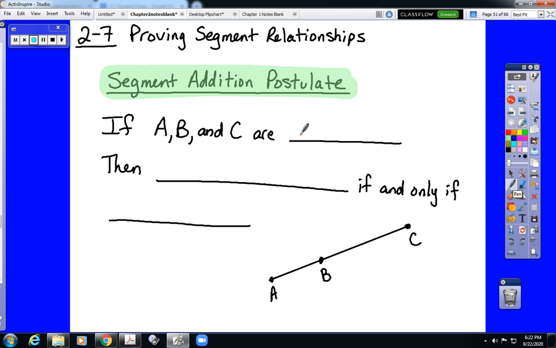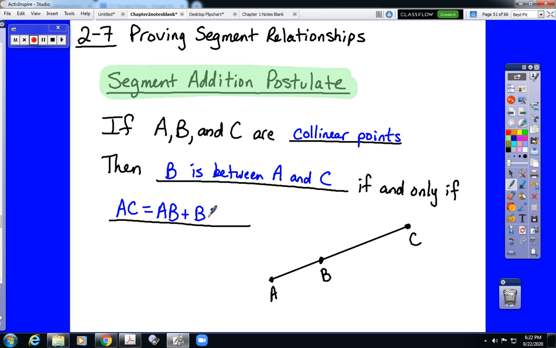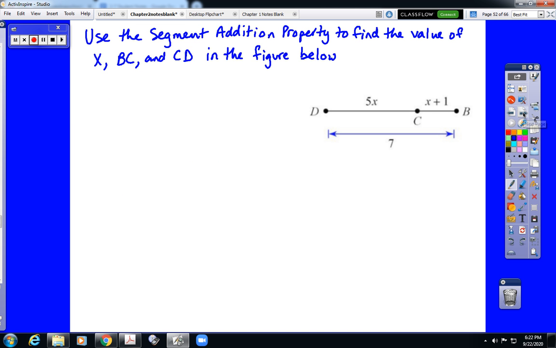If A, B, and C are collinear points, which means that all 3 points are on the same line, collinear, same line, then point B is considered to be between points A and C if and only if the distance from A to C is the distance from A to B plus the distance from B to C. We've already seen this once in our book, so this should come as no surprise. So here's what it looks like when we apply this rule in a non-proof setting.